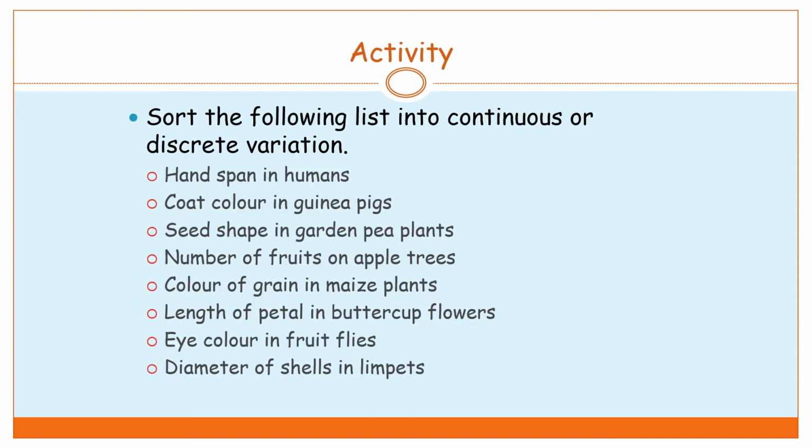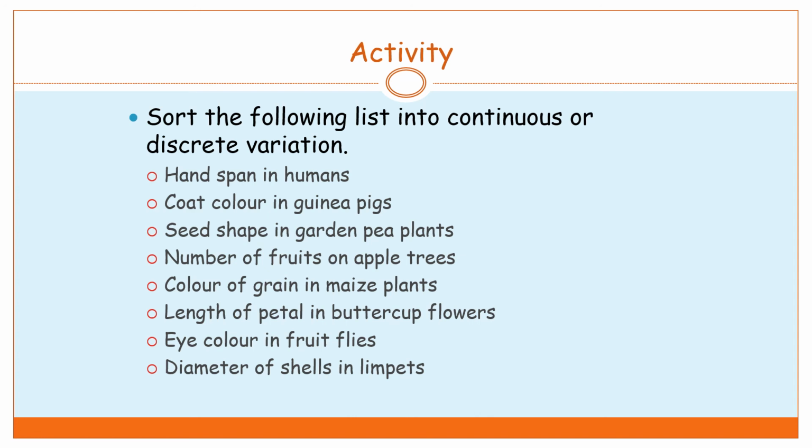From what has been said, you should be able to pause the video and sort the following statements into whether they are continuous or discrete variation. Hand span in humans, coat colour in guinea pig, seed shape in garden pea plants, number of fruits on an apple tree, colour of grain in maize plants, length of petals in buttercup flowers, eye colour in fruit flies, and diameter of shells in limpets. Remember, if you can measure it, it will be continuous, which is a great hint for you all. Okay, so pause it and try to do that before I go over the answers.